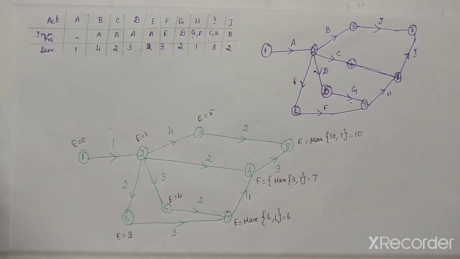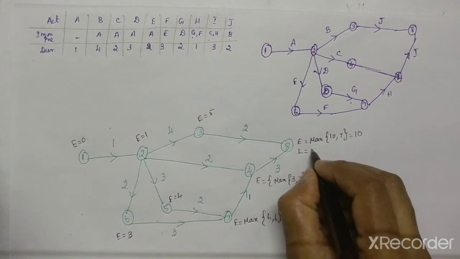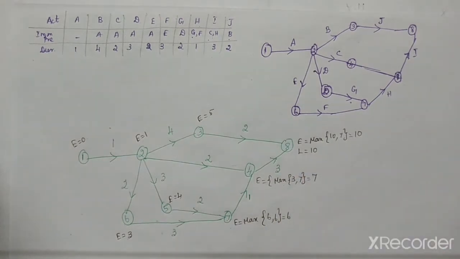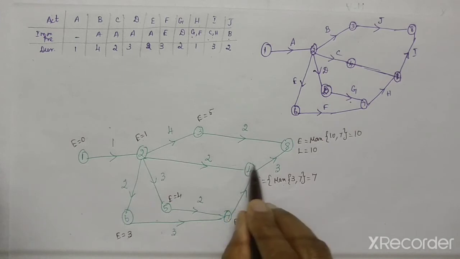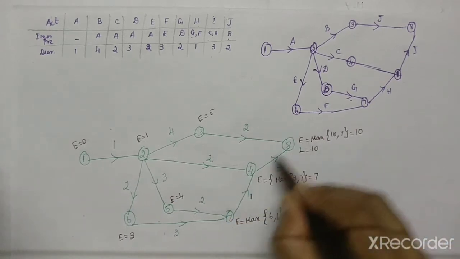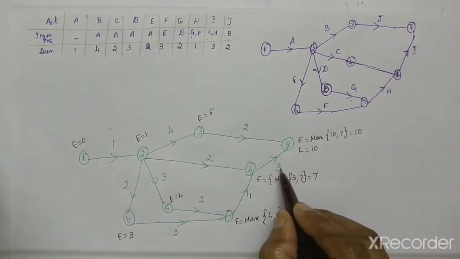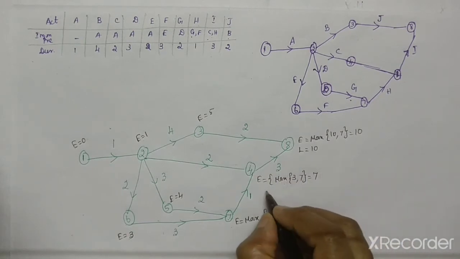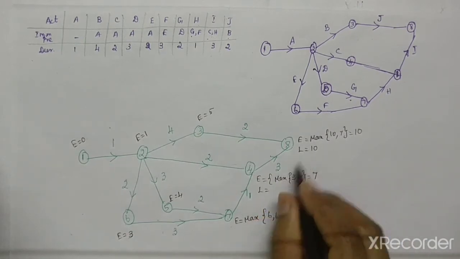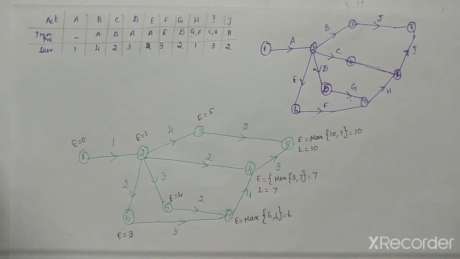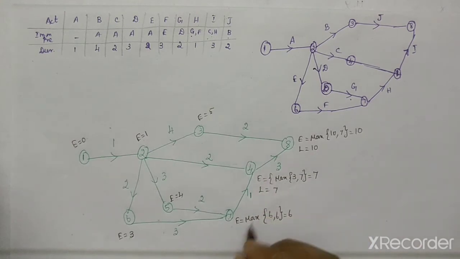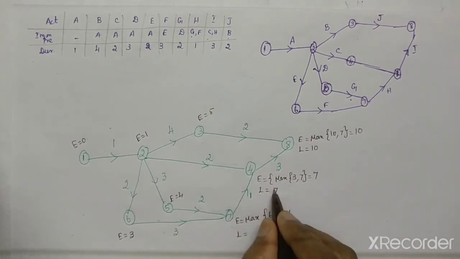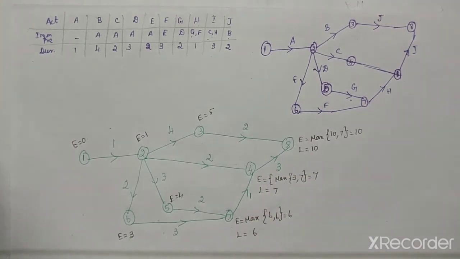Now we have to come to the L value. So for L you have to write 10. You have to come to the previous activity, means this one. For this one, there is only one outgoing activity, so you have to subtract 3 from L. So L value will be 10 minus 3 is 7. So the next we have to come to this one. For this activity, only one outgoing activity. So directly you have to write L value will be 7 minus 1, that is 6.